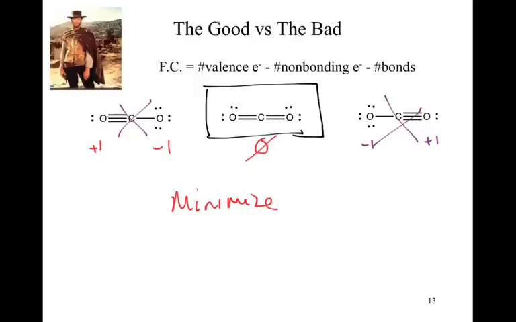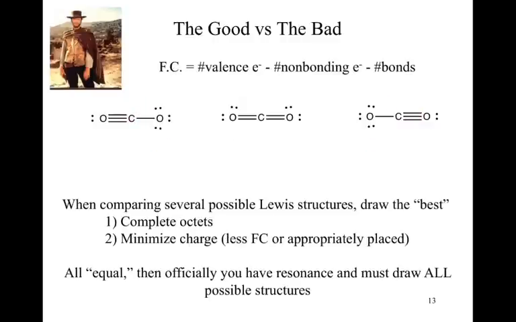If you do not know how to do formal charge, both of those other structures are equally valid. And that is a challenging concept to get through. Okay? So, when comparing several Lewis structures, you need to draw the best. The best must follow certain rules because this is an arbitrary human system. We're just establishing what those rules are.